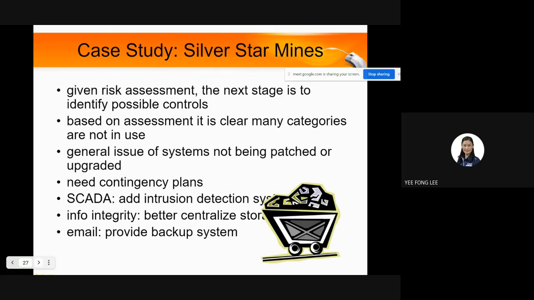Right? After that, let me look at the list again. When considering the specific risk items, the top priority risks relate to the reliability and integrity of the SCADA. SCADA stands for Supervisory Control and Data Acquisition. So this needs to be identified.